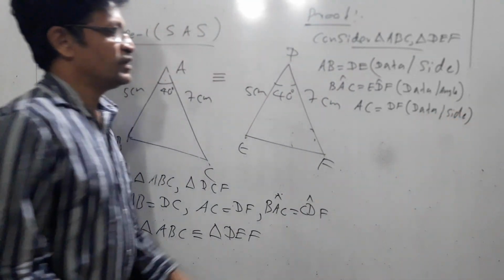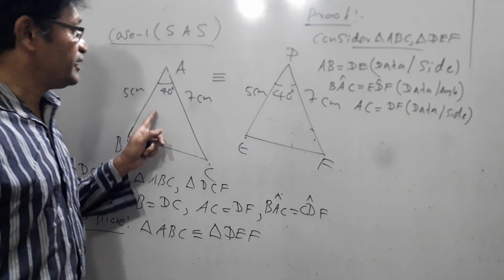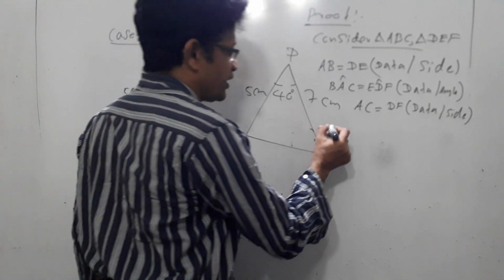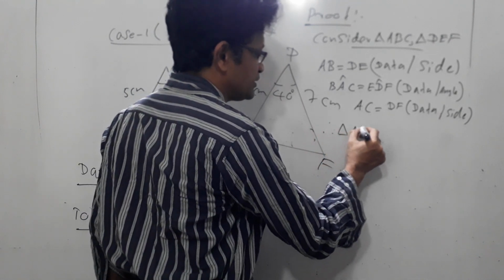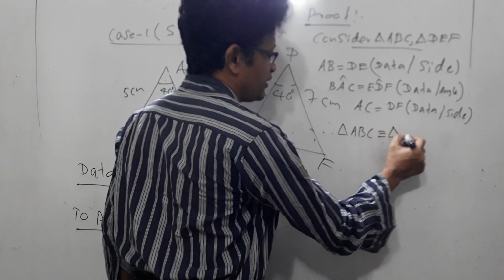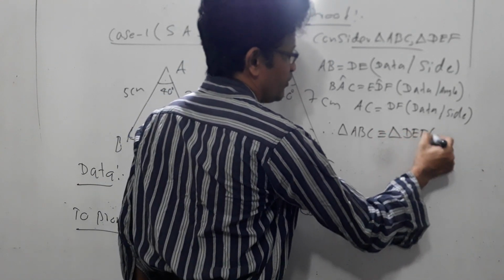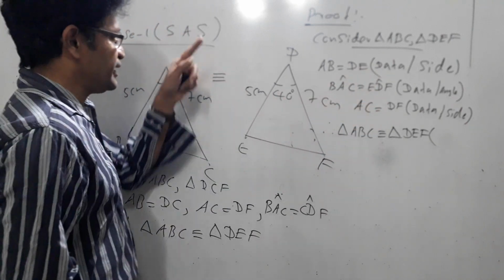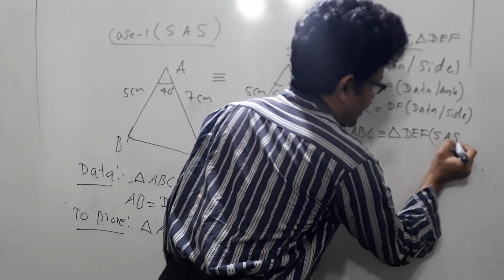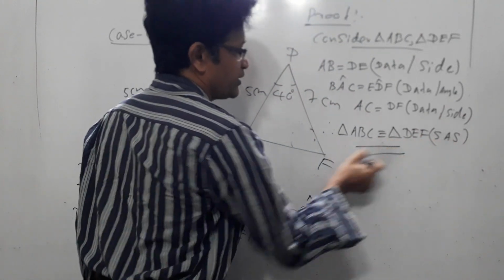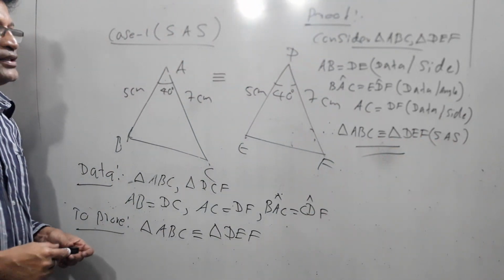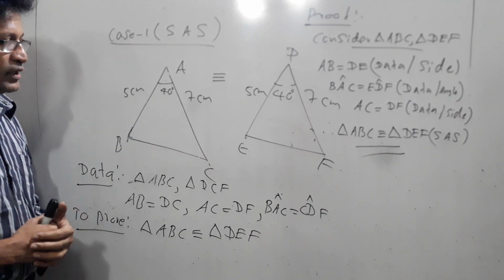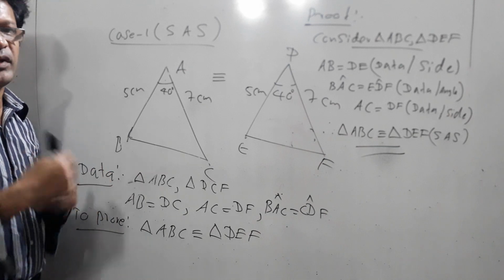So therefore, side angle side. Okay, side included angle. So therefore, these two are what? Congruent. So therefore, we write triangle ABC congruent to triangle DEF. What is the case? Side included angle side. Side angle side, SAS. We write SAS. Under this condition, these two triangles are congruent. Now you understood what is congruency of two triangles under case 1 SAS. Clear? This is how we have to prove one by one.